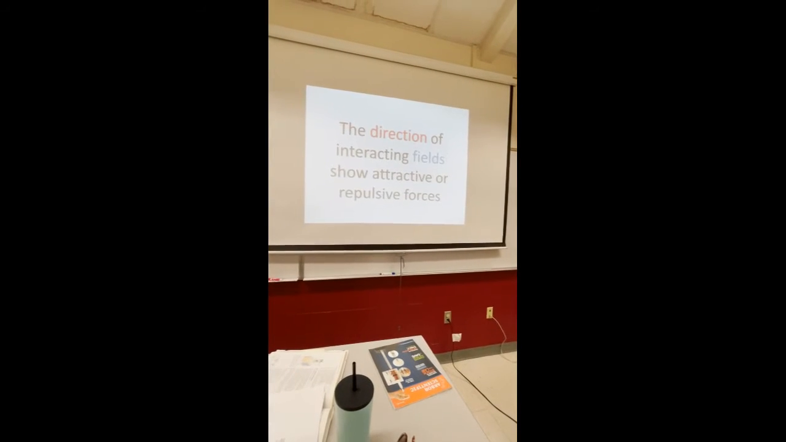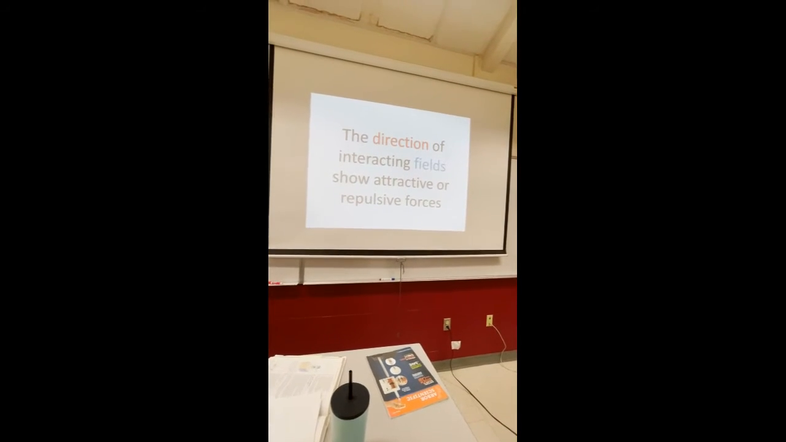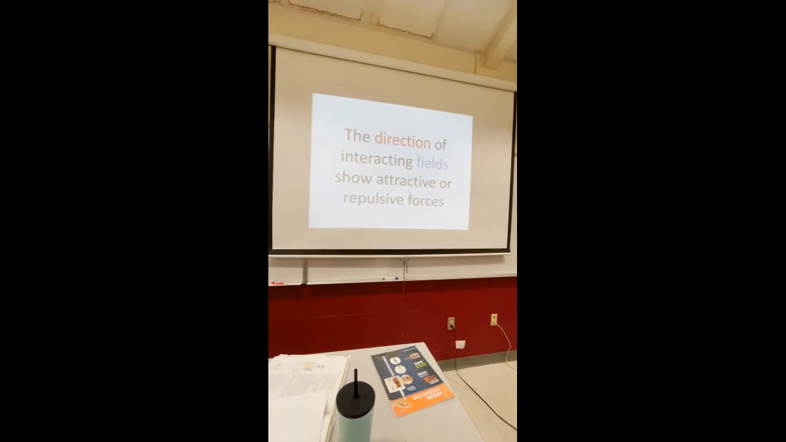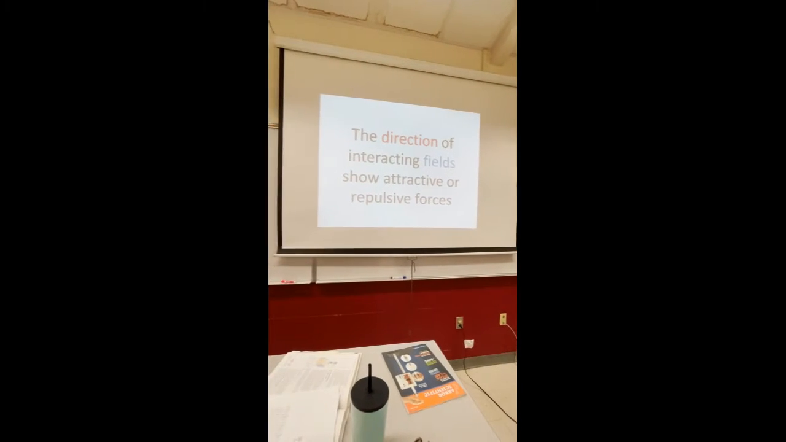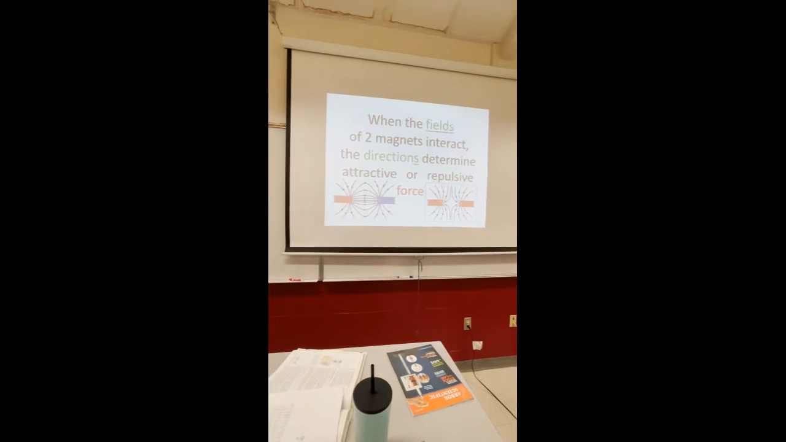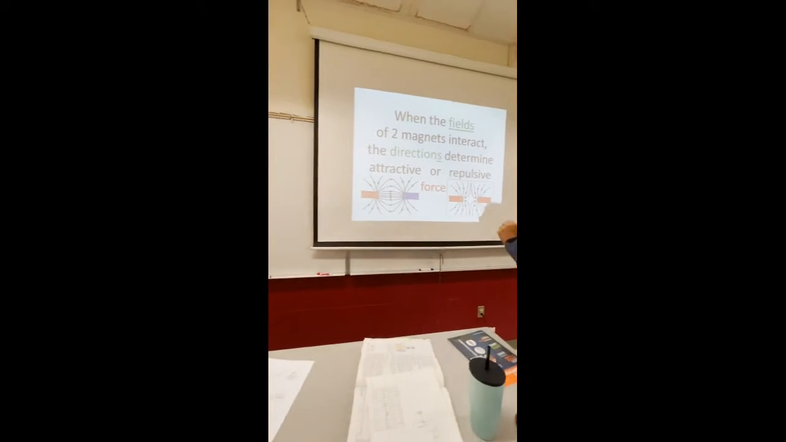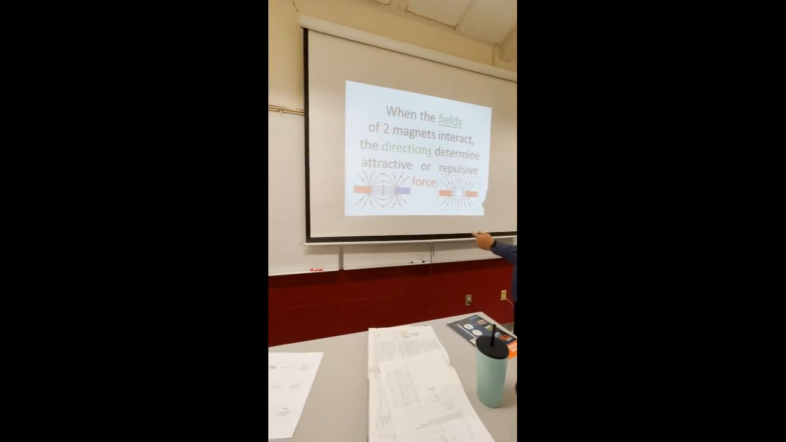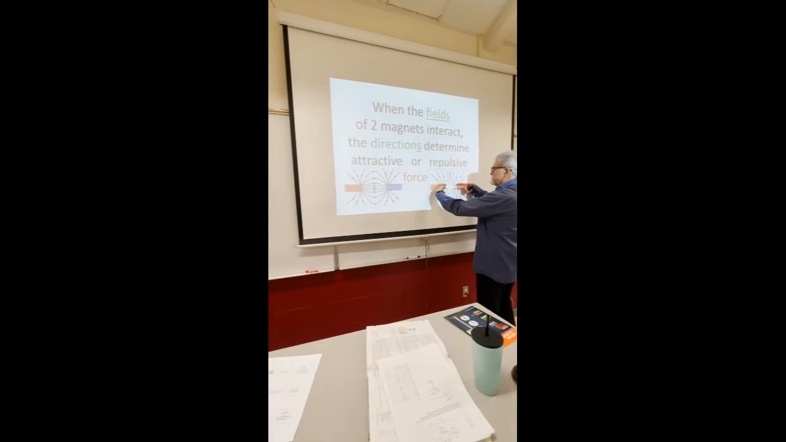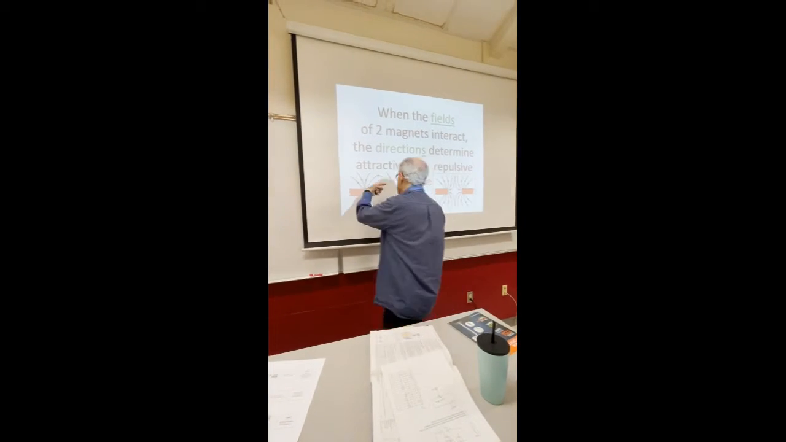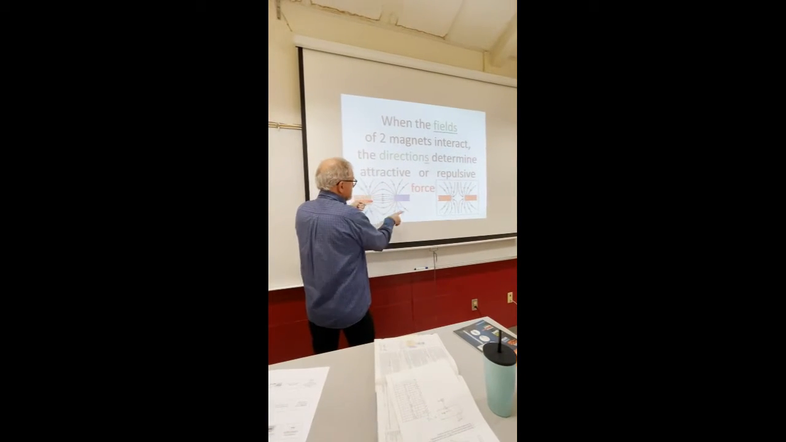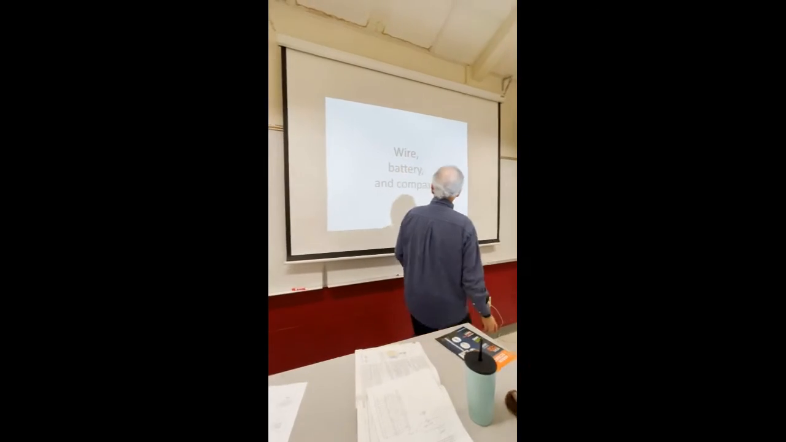So the direction of the interacting fields shows the attractive or repulsive forces. That's the big idea for today. When the two fields overlap, the direction determines attraction or repulsion. Here the directions are opposite. Here they're the same. Attraction, repulsion.